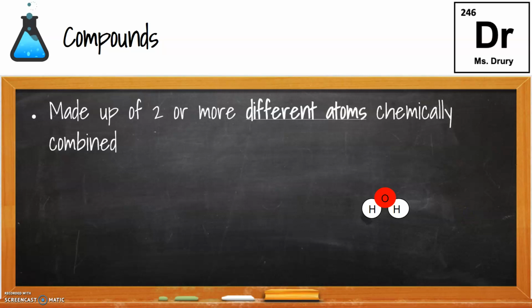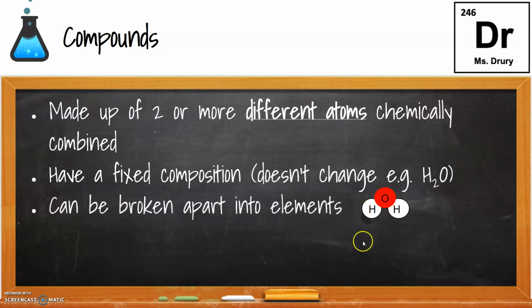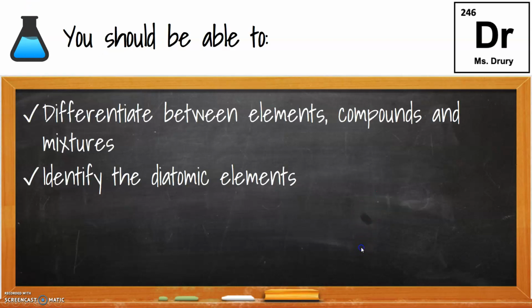Compounds means there are 2 or more different atoms, so not twins, totally different, and they're chemically combined. They will have a fixed composition, so it doesn't change. So everywhere you go, if you get purified water, whether it's here, in another country like France, or if you find purified water on the moon, hint hint, then it's going to definitely be H2O. Always, not HO2, not H3O, it's always two H's for every O. And they can be broken apart into the elements. If you electrify water, it will break into H2 and O2 separately.